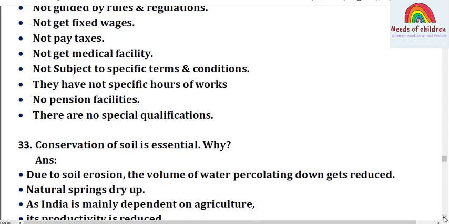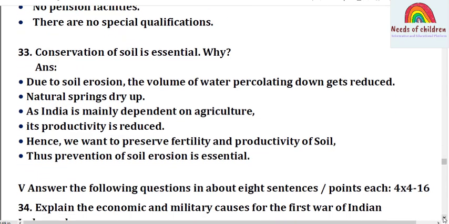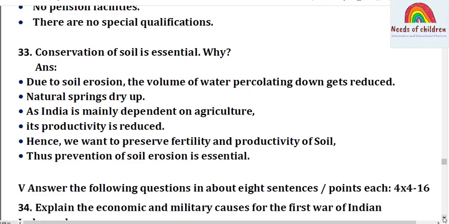Okay, let's move on to the 3-mark last question. The 3-mark last question. In that, 33: conservation of soil is essential. Why? Students, this is the question. It is from Geography, India soils.